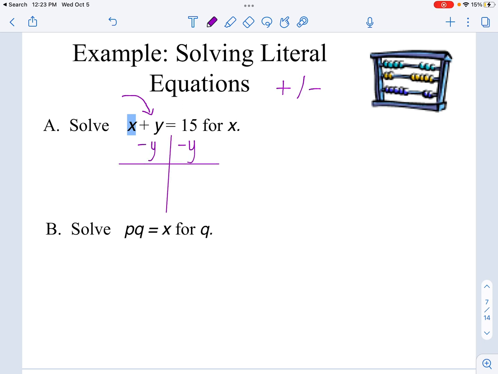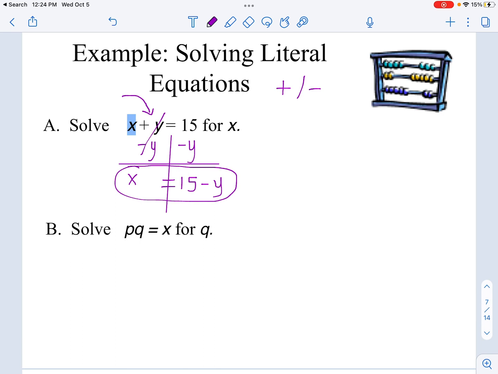When we do that, y cancels with y. We're left with x, which is what we want. It's equal to, you had a 15 over there. Now you have a 15 minus y, and that is your final answer.